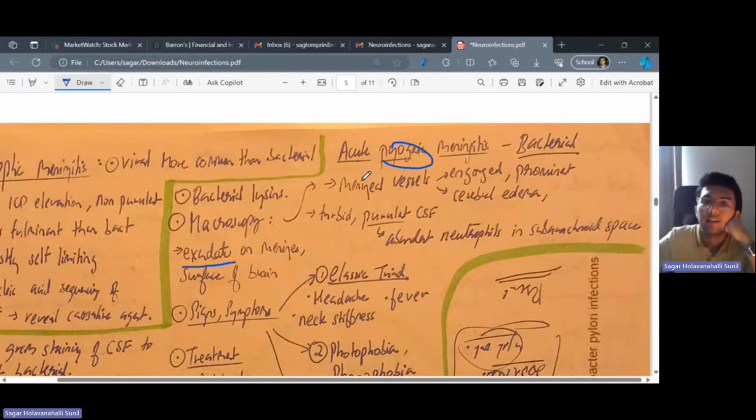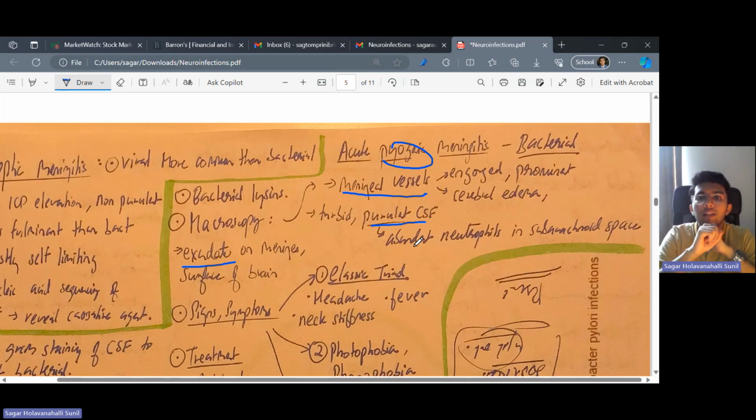The second thing is, remember meningeal vessels, okay? And remember purulent CSF. I just want you to remember these three things for macroscopy for acute pyogenic meningitis: exudate, meningeal vessels, purulent CSF. Exudate on meninges, I already mentioned, done. Now comes meningeal vessels. Vessels in the meninges are going to become enlarged, which means they're going to become prominent. They're going to become engorged with blood.